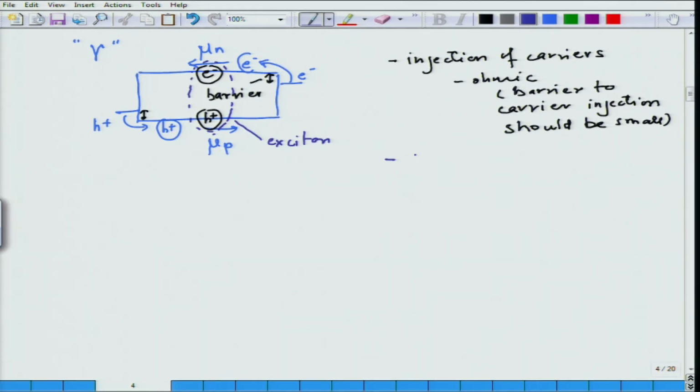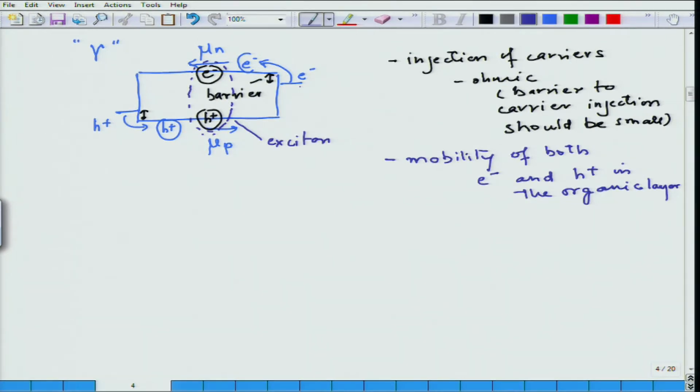So, the mobility of carriers is the second important parameter in charge balance, mobility of both electron and holes in the organic layer. Because the desired result is that each one electron which is injected into the organic layer from the cathode must form an exciton with the one hole which is injected from the anode.